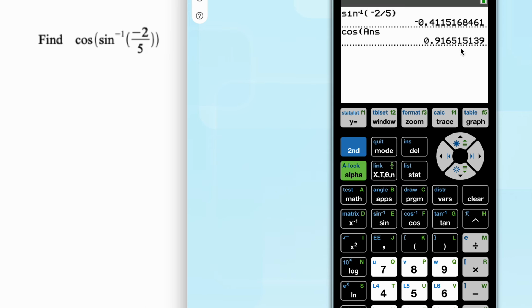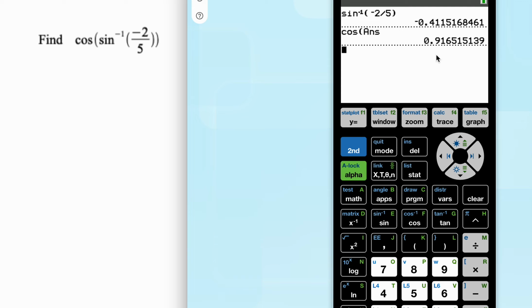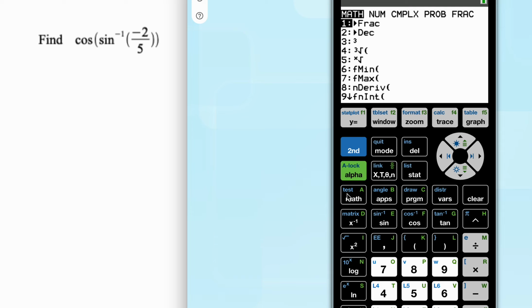It looks unclear if it's a rational number or irrational number. But let's keep in mind that the output of an arcsine is going to be an angle, and then the output of a cosine of an angle would be a decimal between 0 and 1. Now, is that number rational? We could find out by using the math button. Hit enter for choice 1 to convert it to a fraction.